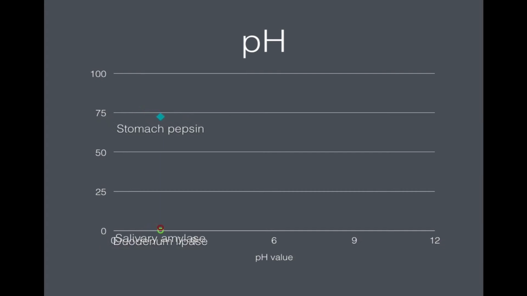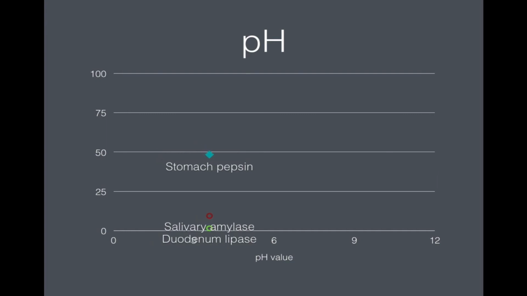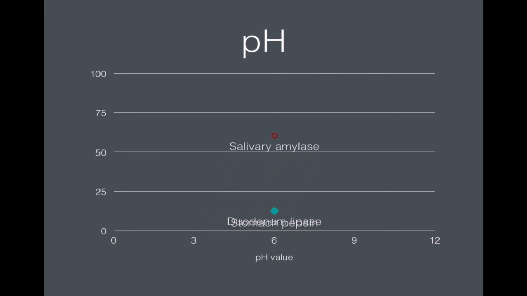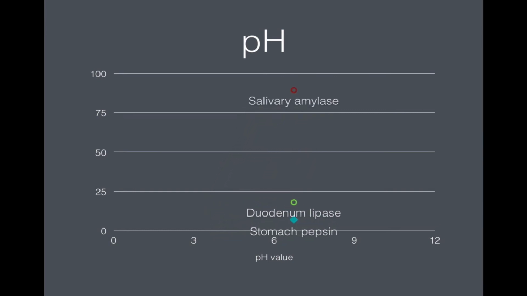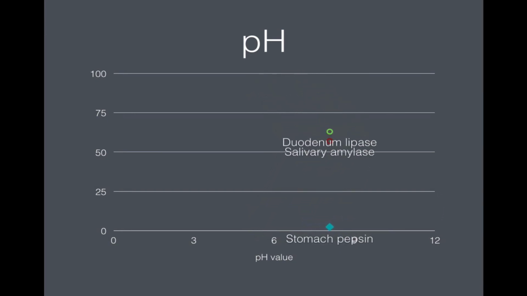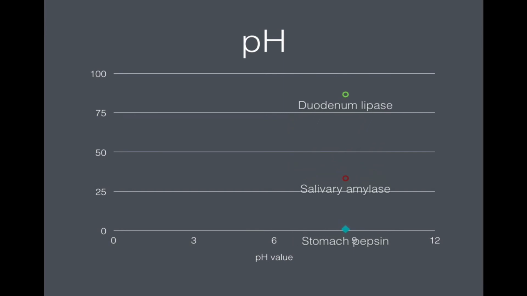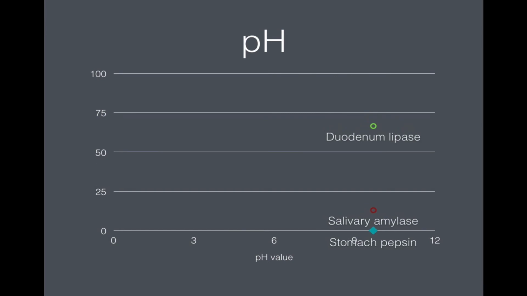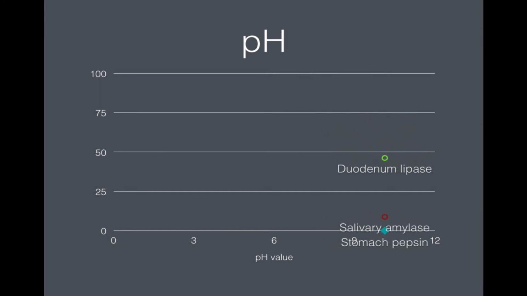As we're changing the pH, the stomach pepsin becomes less active. The salivary amylase and the duodenum lipase are starting to become more active. The salivary amylase is at its most active around pH 7. The duodenum about pH 8, 9. Anywhere beyond this, and the activity level will be very low. And this is because the enzyme denatures when it's in a pH that is not the optimum level. So by the time we get to the end, all three of these will have a fairly low activity because all three of them will be pretty much denatured.